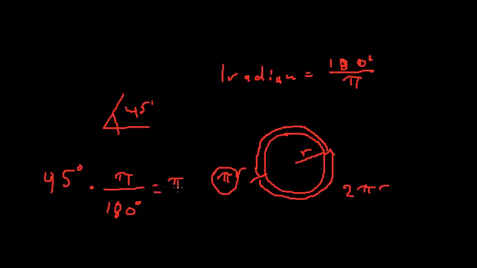This gives me pi over 4 radians. So 45 degrees then is equivalent to pi over 4 radians, or if I've gone 45 degrees around that circle, it's the same as tracing pi over 4 of the radius around that circle.